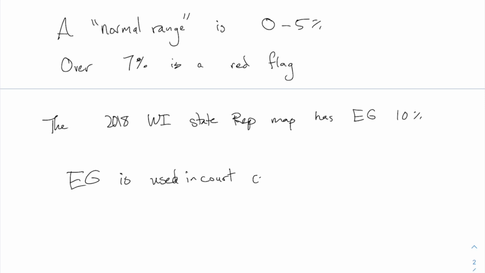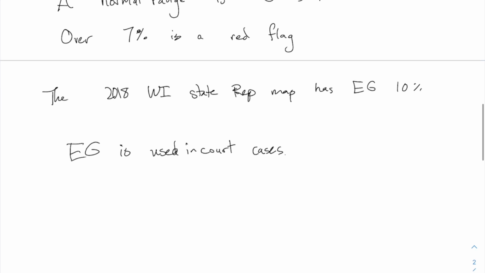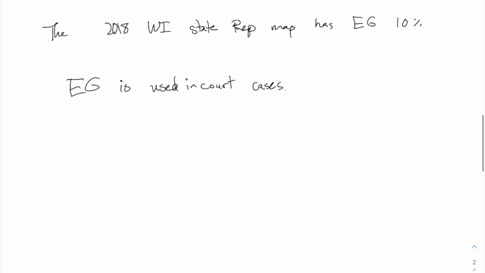It is used in court cases. It has been used to argue in front of the U.S. Supreme Court, and there was a famous case, it might have been this Wisconsin map, that went to the Supreme Court. One of the lawyers was arguing this map is unfair because the efficiency gap is too high, and they had to actually explain to these old folks on the Supreme Court how the efficiency gap works. Like, you have to count up the wasted votes and whatever.